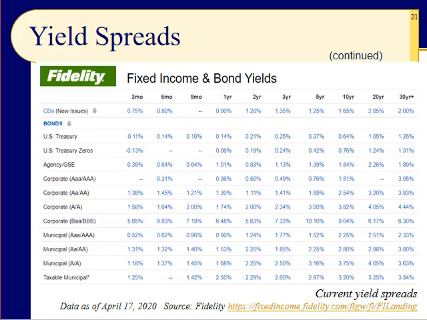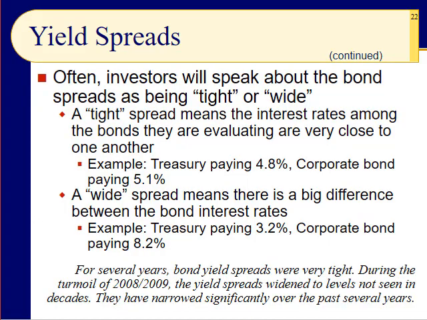So this is part of your assignment. Well, it was part of your assignment for chapter 9 to get the spreads, the differences, and we'll discuss that in detail in this presentation as we go along. So slide 22. Often investors will speak of the bond spreads as being tight or wide. A tight spread means the interest rates among the bonds they are evaluating are very close to one another. For example, if you had a treasury paying 4.8%, a corporate bond paying 5.1%, that's fairly close, fairly tight spread.